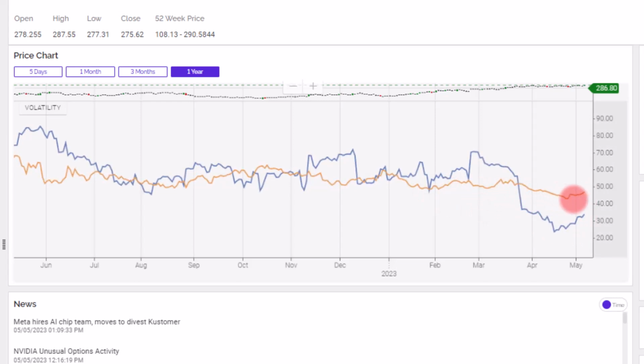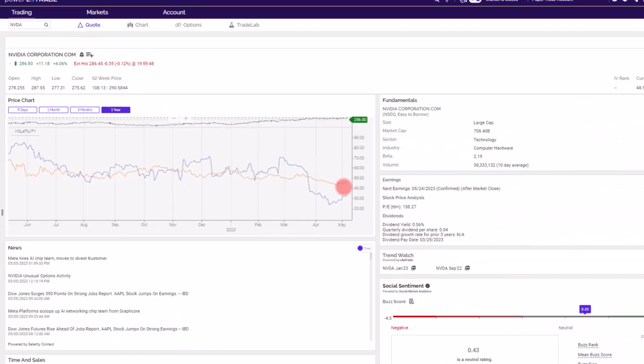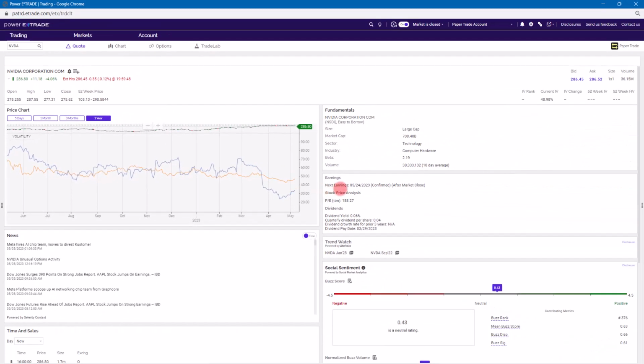But whenever the orange line, the implied volatility, is above the historic, sometimes traders say, oh, that's an automatic sale because it's higher than the historic volatility, and therefore it's trading too high. Well, that's not really true. This is the crowd's best guess, and there's usually reasons why volatility is high. So right now we can see that today is May 6th, and right here on May 24th, confirmed after the market close, they are releasing earnings. So that's probably a good reason why we're seeing this bump in implied volatility.